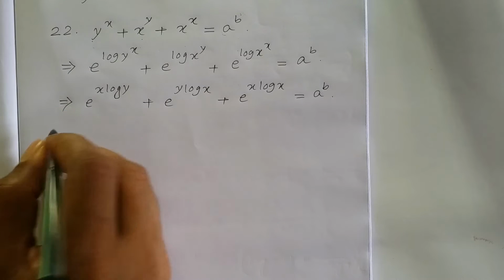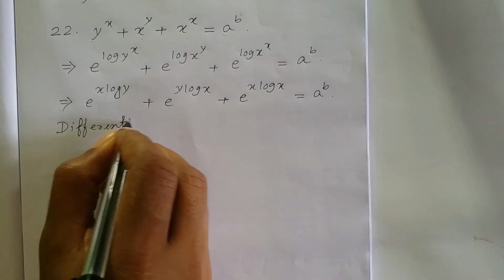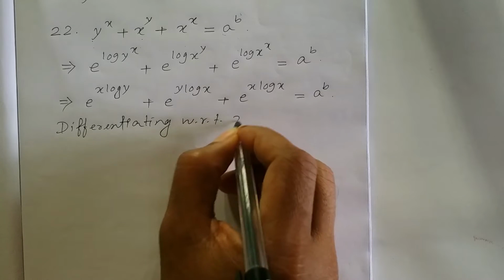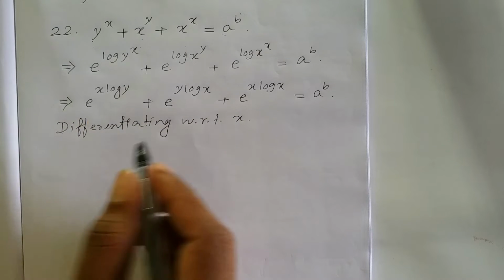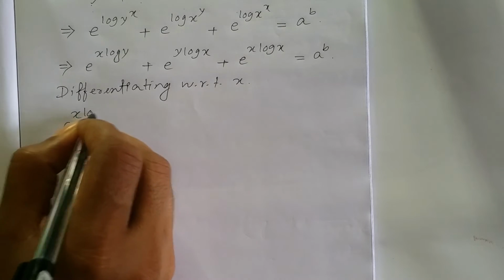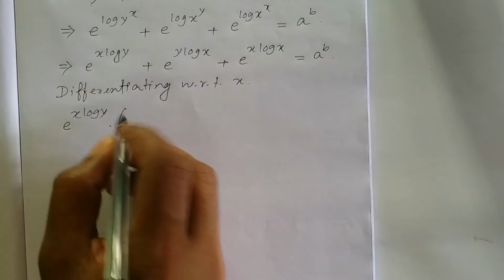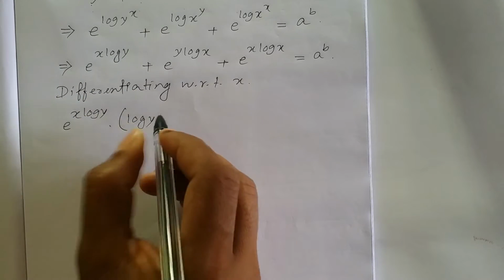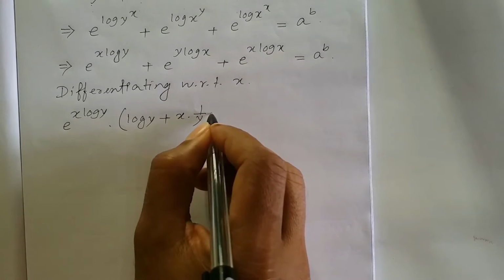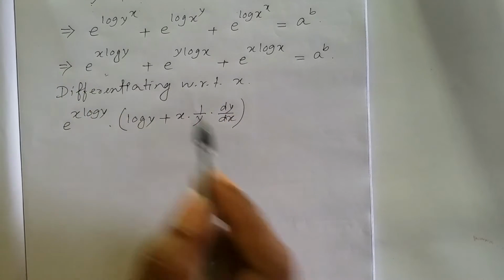Now differentiate with respect to x. So it is e to the power function, therefore the differentiation is itself. So e to the power x log of y into the derivative of the power. The derivative of x is 1, so we have log of y plus x into log y, whose derivative is 1 by y into y derivative, which is dy dx. This is the differentiation of the first one.